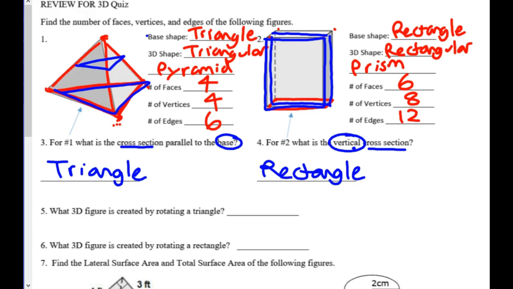Look at it. Side note, if you had a pyramid and it was vertical, that you were cutting it, what do you see there vertically? A triangle, right? So just FYI, when you see the word vertical, if it's a pyramid, then you see a triangle vertically. Just a side note, okay?